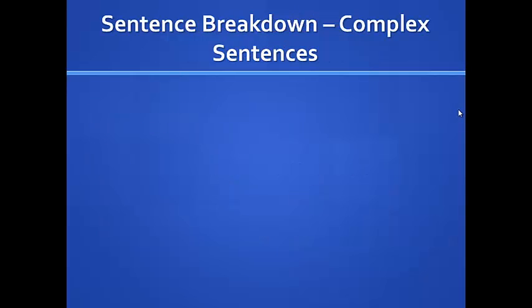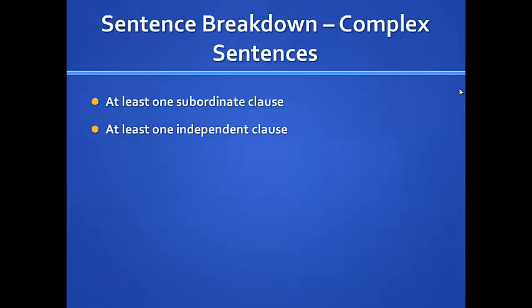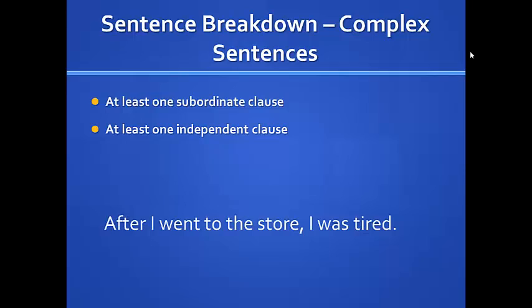The final type of sentence we're going to review is the complex sentence. The complex sentence has at least one subordinate clause. Remember, those are the clauses that cannot stand by themselves. And at least one independent clause. So let's look at the sentence below. After I went to the store, I was tired.